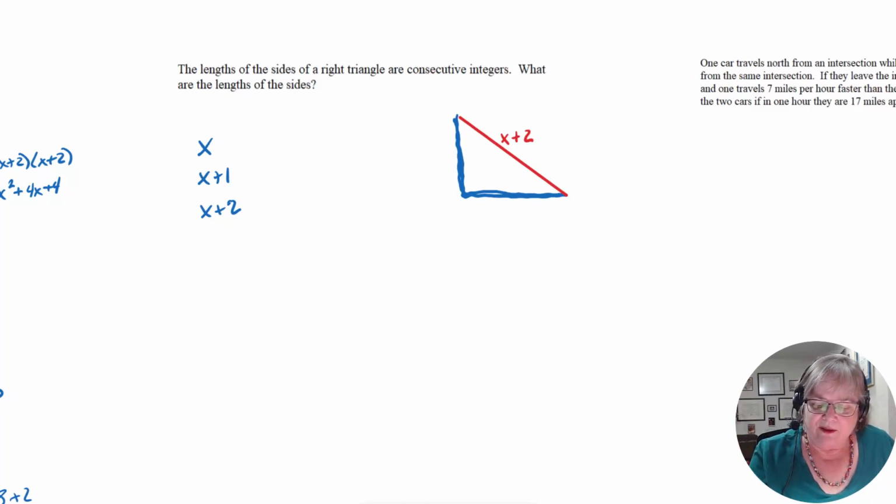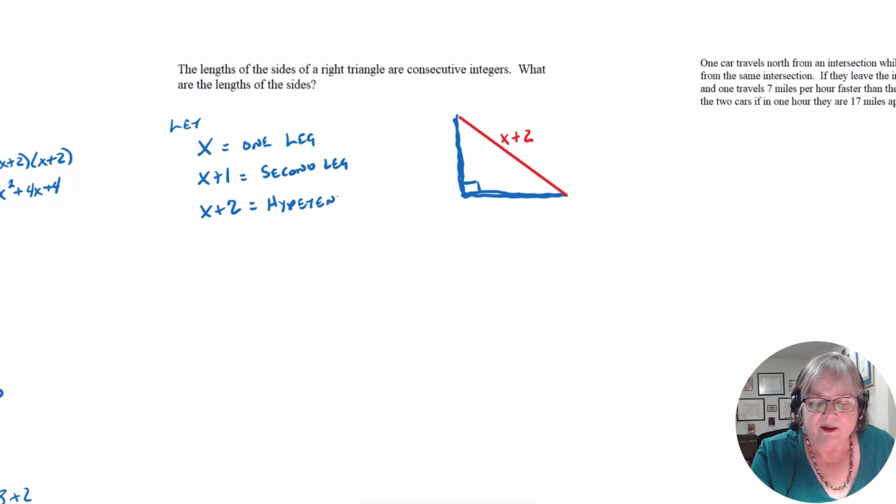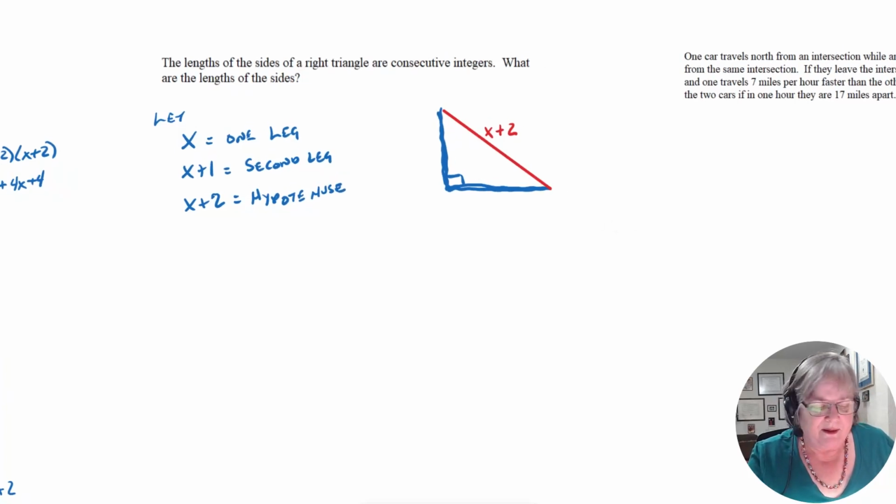So if you're having to name these and call them something, you would say let x equal one side, or you could call it one leg. Remember that the two legs off of this right triangle, they called them legs. This would be the second leg. And this would be the hypotenuse. I can't spell. I just told myself to spell that right. Hypotenuse. I can actually spell, I just got lost for a minute. Okay, so let's just make this x and this x plus 1. Now, so we've labeled everything and it says, what are the lengths of the sides?